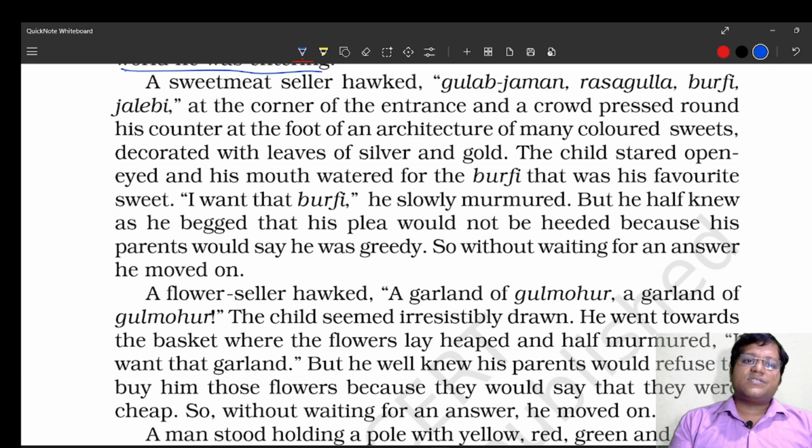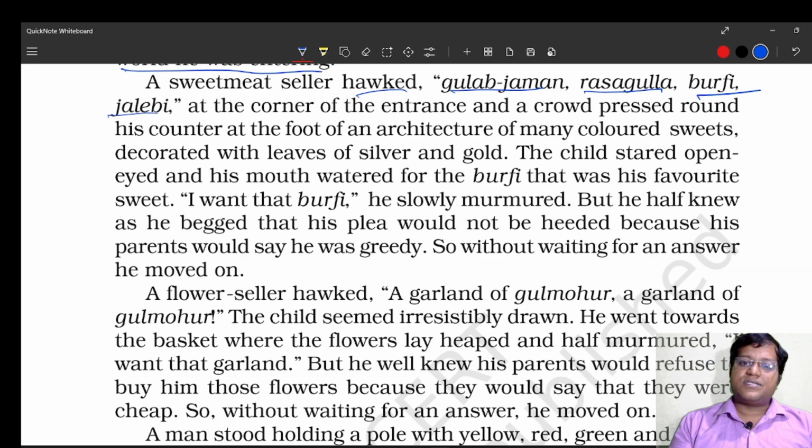A sweetmeat seller, a sweet seller: gulab jamun, rasgulla, barfi, jalebi. So in the fair, a sweet seller was selling gulab jamun, rasgulla, barfi. He was hawking, crying out, uttering the words, "Gulab jamun, rasgulla, barfi, jalebi." These are the sweets being sold there.